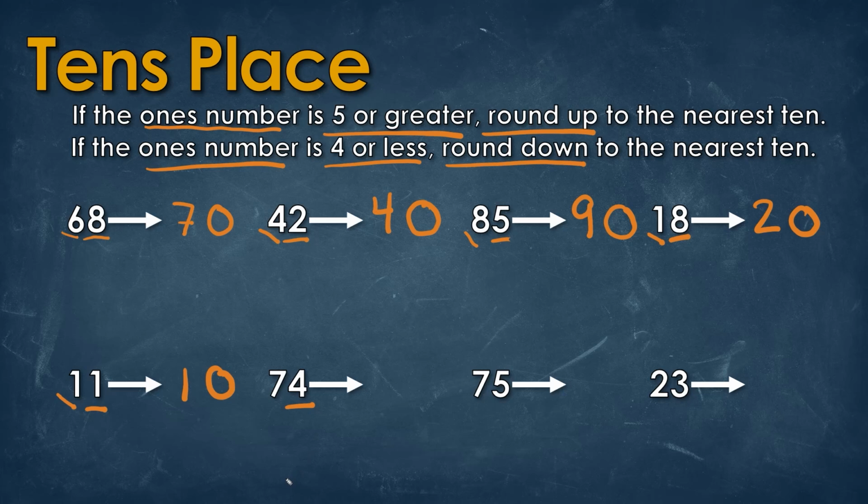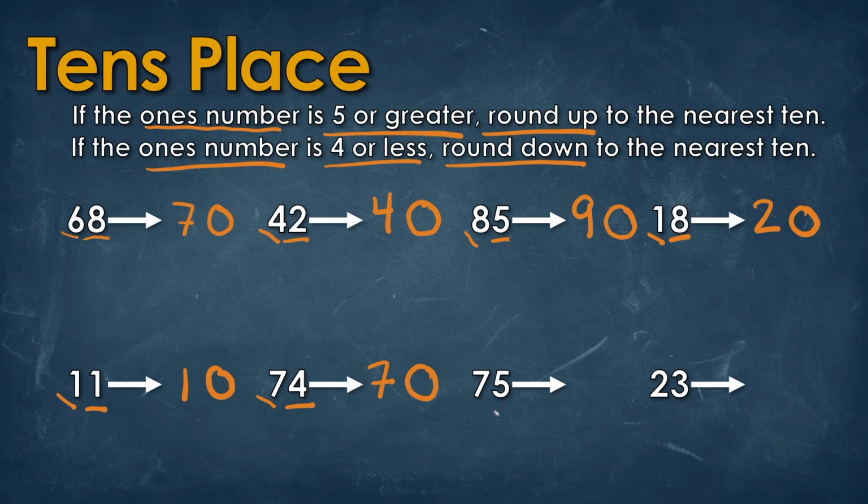Next one, 74. Well, we have a 4 for the ones. Is that 4 or less? Yes. So we're going to round down. So we keep the ones value as a 0. We round down means that we keep this the same, because 74 is closer to 70 than it is if we round it up, which would be 80.